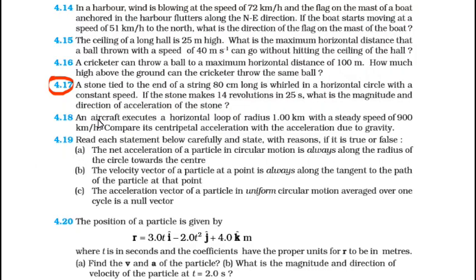Now we'll do question number 4.17. A stone tied to the end of a string 80 centimeter long is whirled in a horizontal circle with a constant speed. If the stone makes 14 revolutions in 25 seconds, what is the magnitude and direction of the acceleration of the stone?